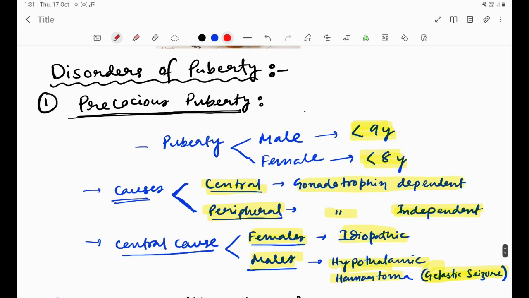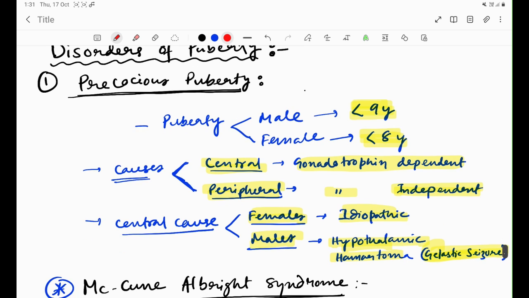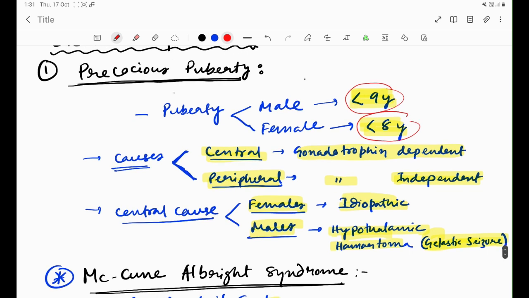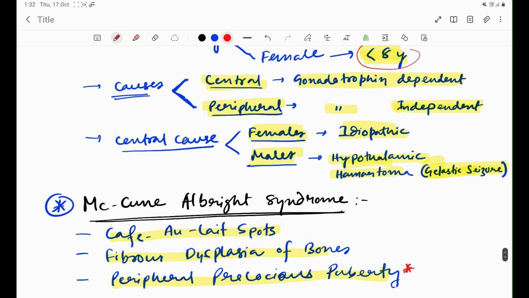Now the disorders of puberty, not many asked. I think only precocious puberty was a question. So the definition of precocious puberty: for male, if the puberty occurs before 9 years of age, and for female, if it occurs before 8 years of age, that's known as precocious puberty.